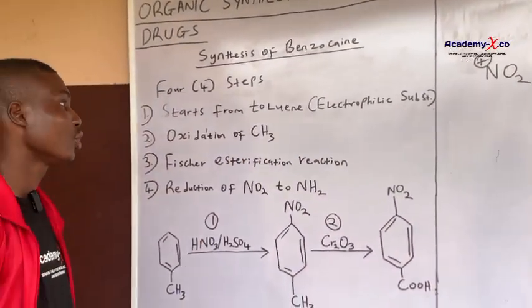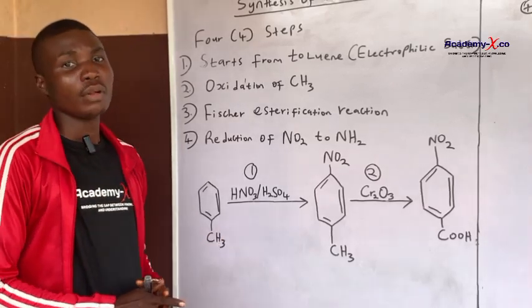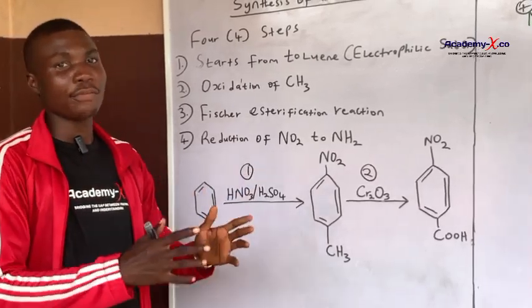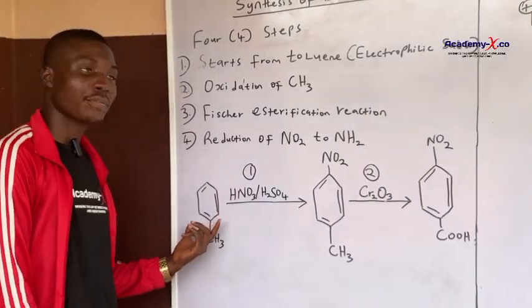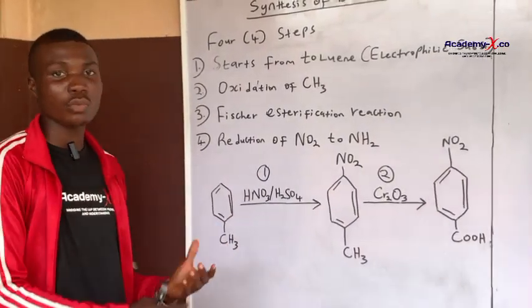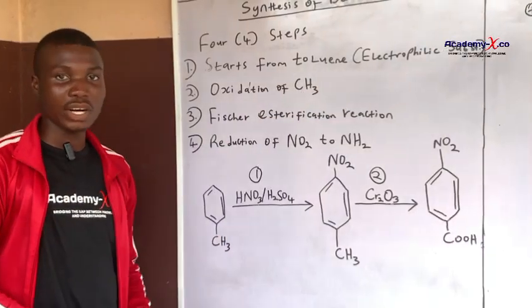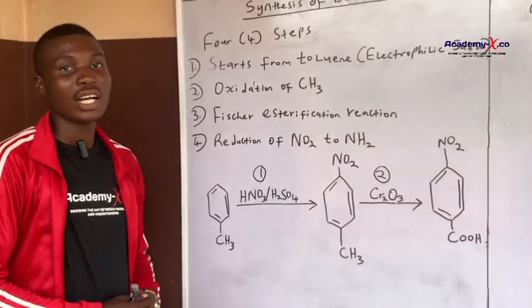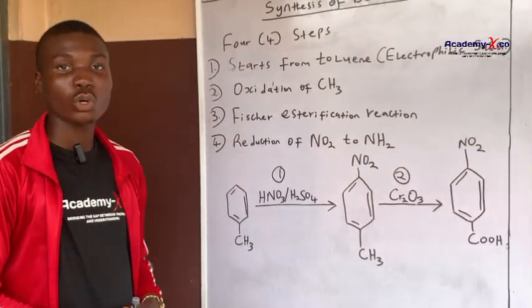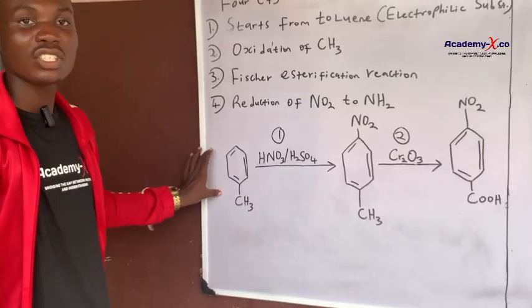Because it's electron hungry, it looks to find where it can get a donor electron and then fixes itself there. There's going to be an attack on the toluene by this electrophile. It's a substitution reaction, so it simply means that one hydrogen has to come out so that we can have the structure in place.